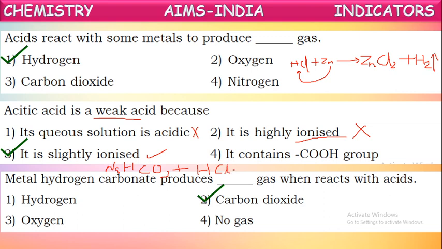Generally we take acids in the aqueous form or dilute form, we call them water dissolved. Sodium bicarbonate on reaction with hydrochloric acid forms a metal salt. Here the metal salt is sodium chloride, and water is formed. Along with these two, the gas evolved will be carbon dioxide. Carbon dioxide gas is evolved when metal carbonates and metal hydrogen carbonates react with acids, both form carbon dioxide gas.